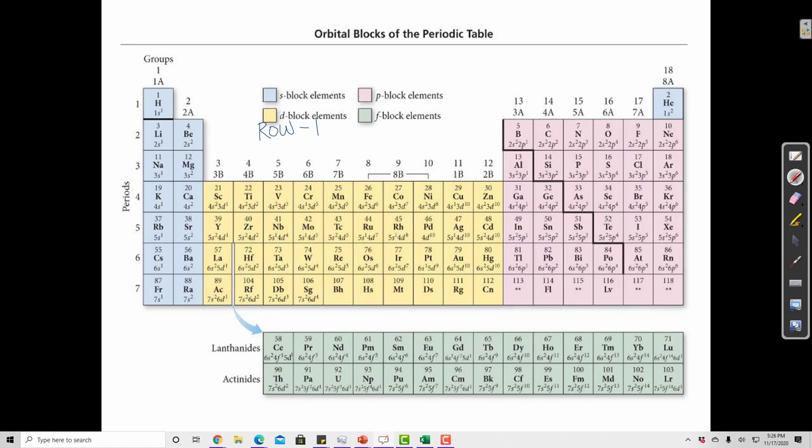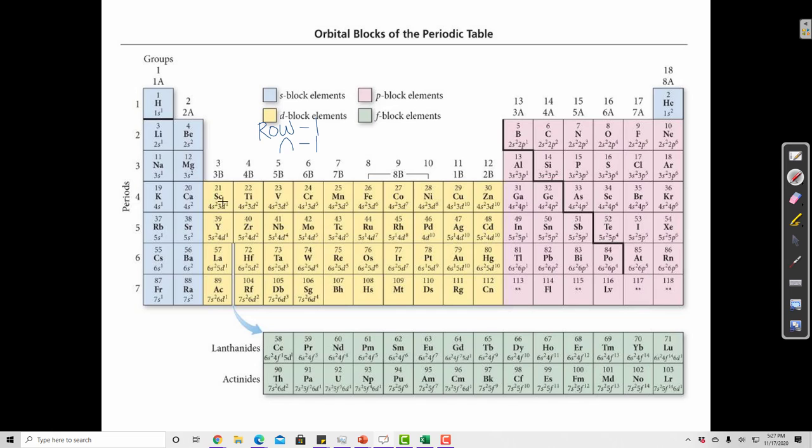Or, because the row also corresponds to the principal quantum number, I could say that d elements are n minus 1. S block elements, it's just n. The number of the row corresponds to the number of the orbital. Third row, 3s electrons. Seventh row, 7s electrons. Seventh row, 6d, because the D block electrons are always the number of the row minus 1. Seventh row means 7 minus 1, 6d electrons.